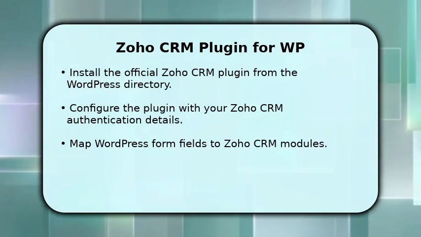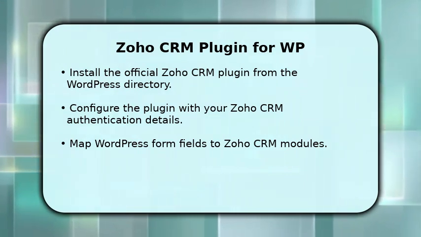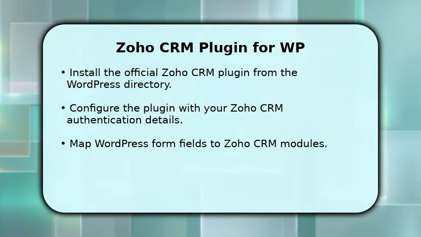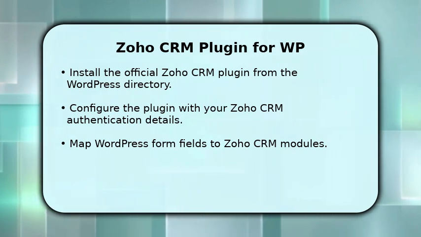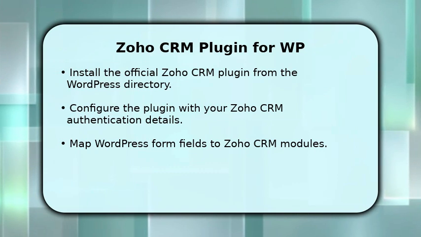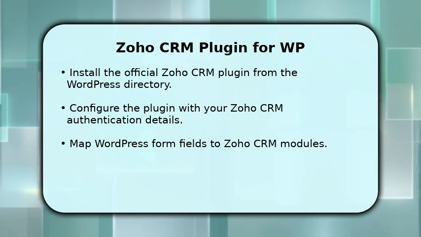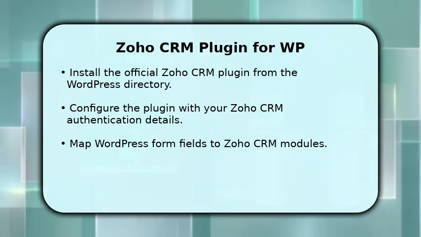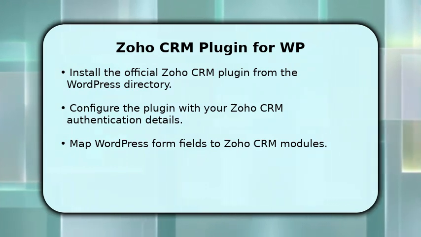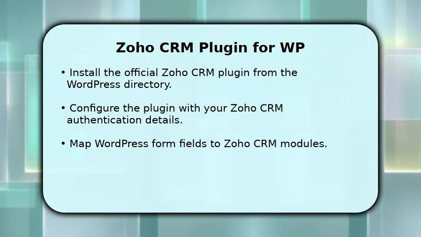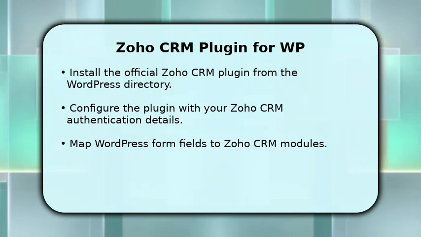The most straightforward method involves using the official Zoho CRM plugin for WordPress. You can easily find and install this plugin directly from your WordPress dashboard. Once activated, you will need to authenticate it with your Zoho CRM account. This setup allows you to automatically push data from your WordPress forms, like contact forms or newsletter signups, directly into your Zoho CRM as new leads or contacts, saving valuable time and reducing manual data entry.